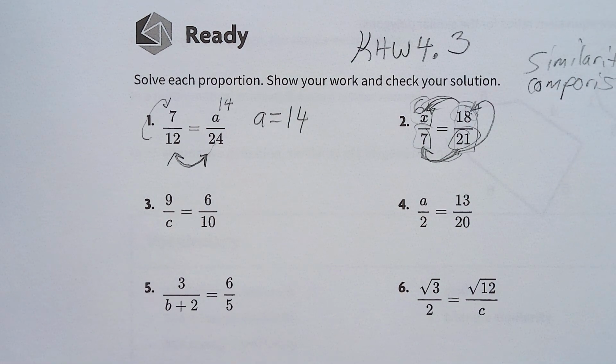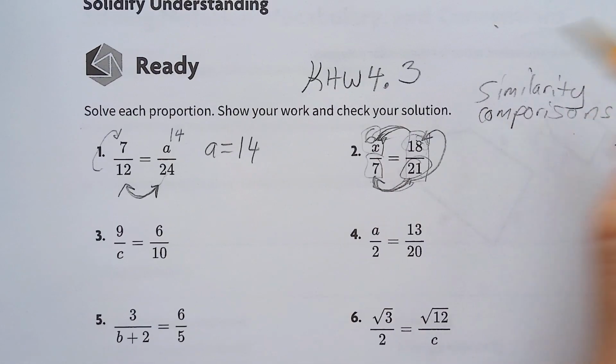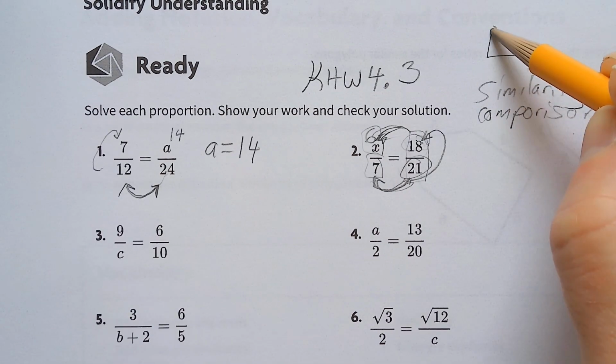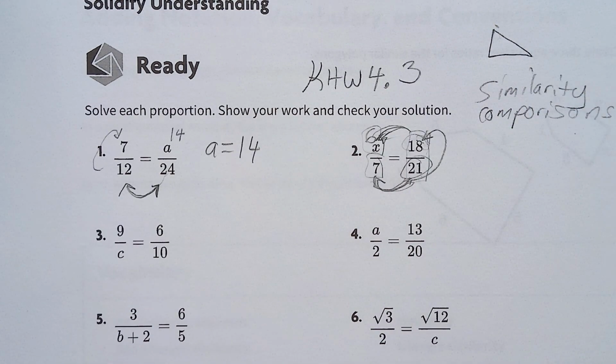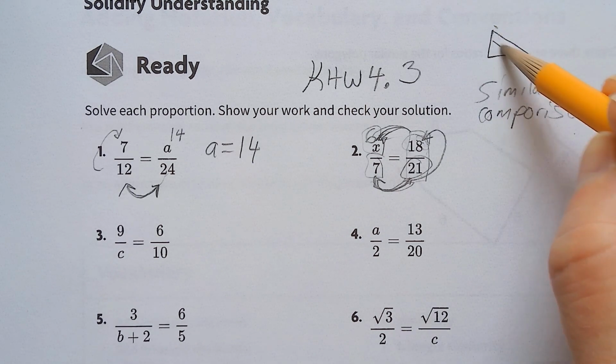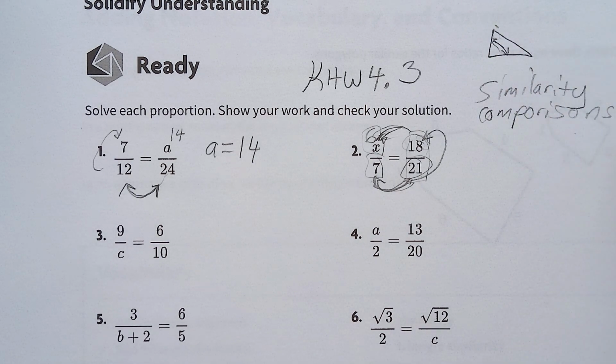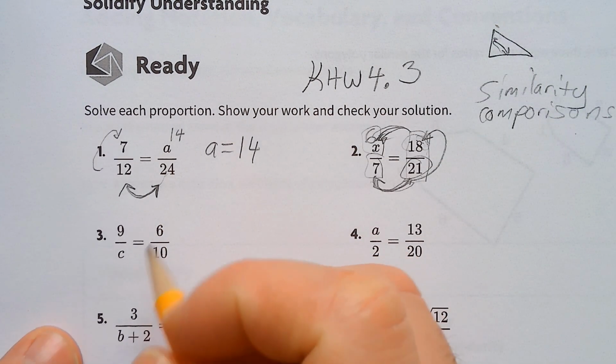Now that's actually really strong because whether you have a tiny little triangle on a blueprint, a tiny little triangle on a piece of paper, versus a giant triangle on a bridge, the comparisons still are true. Even though the triangles are different sizes. All right, let's keep going. It's going to get tricky here.